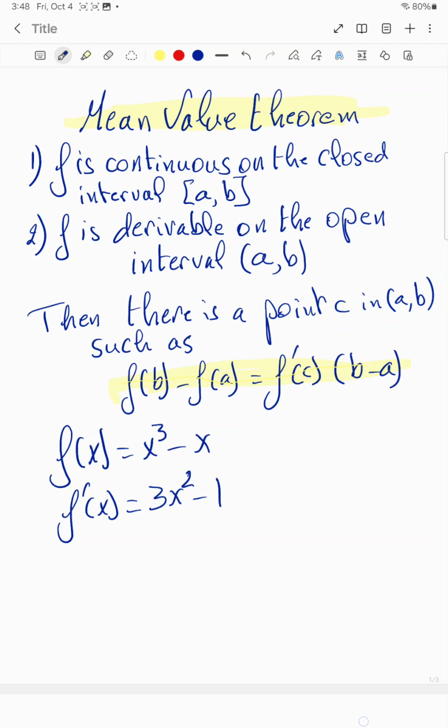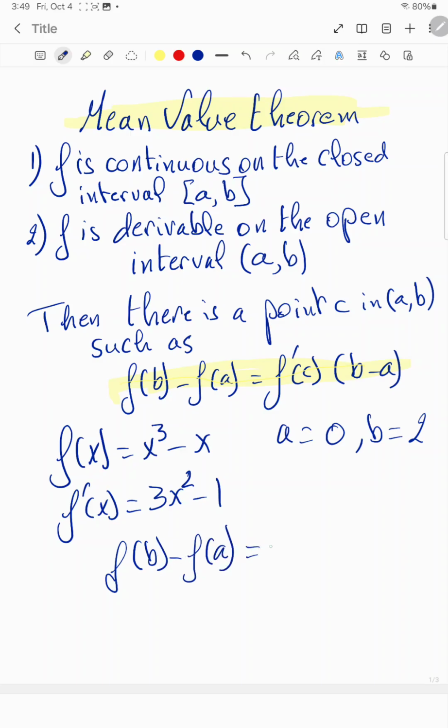For the mean value theorem, I want to study the function between a equal to 0 and b equal to 2. So the formula is f of b minus f of a equals f prime at that point C, which we'll calculate right now, times b minus a. In my case, my a is equal to 0 and my b is equal to 2.